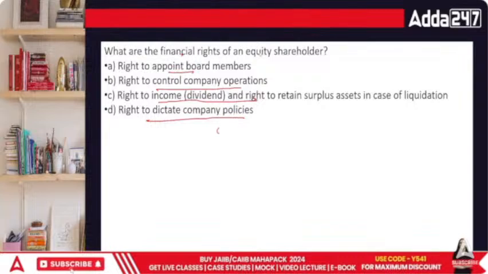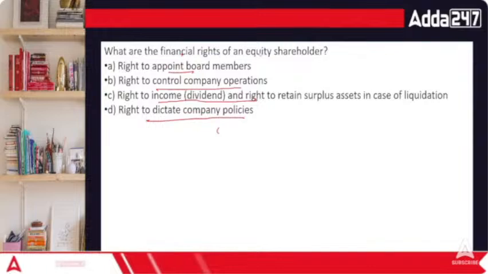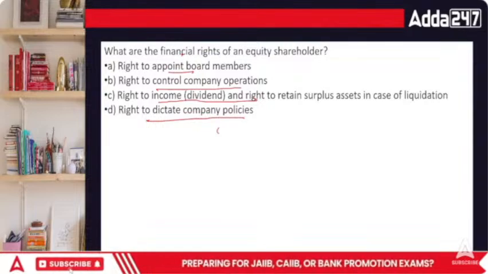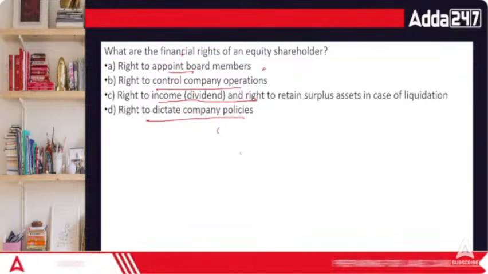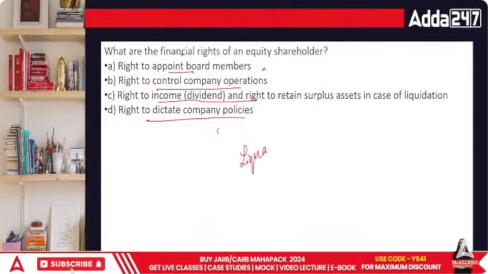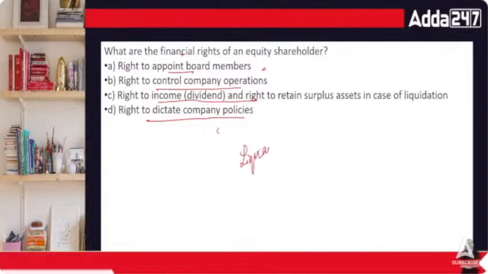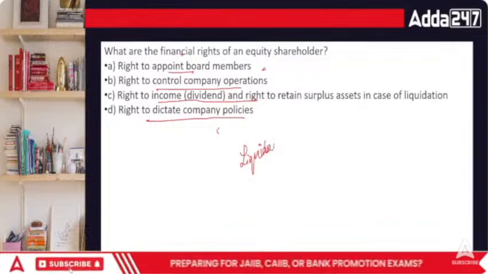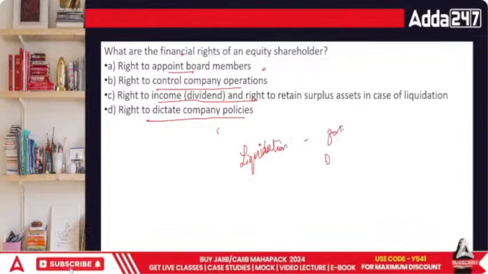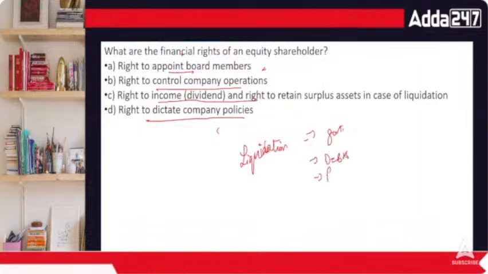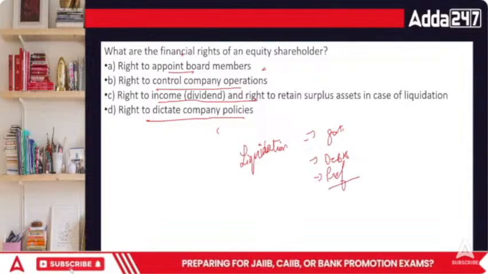Practically, though, what happens is, let me tell you about liquidation, everyone. When liquidation happens, first of all, the government comes and asks for their pending amounts. So first of all, you pay the government. Then you pay the debts that you have taken. Then you pay your preference shares. Whatever is left goes to equity.